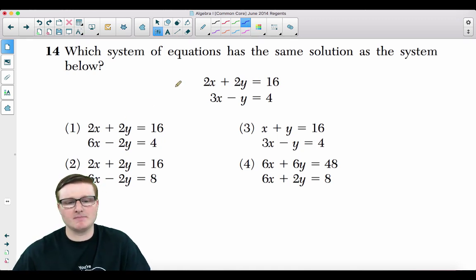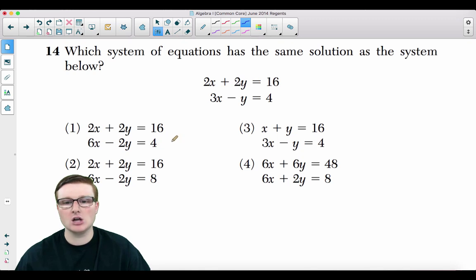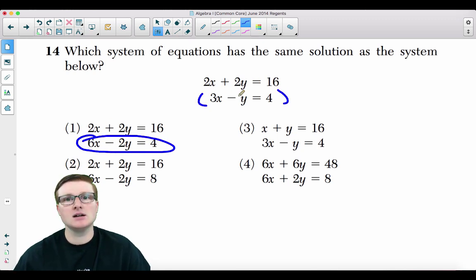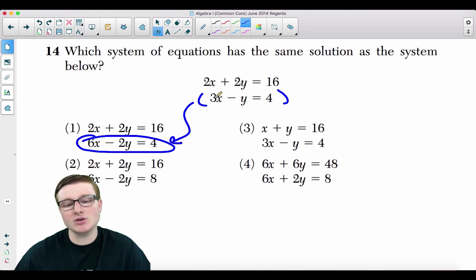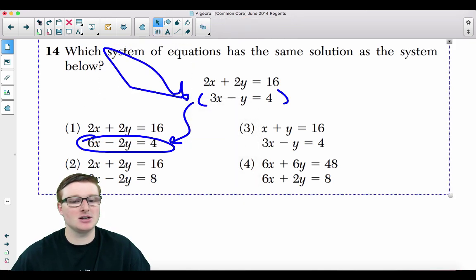Well, let's take a look at choice 1. 2x plus 2y equals 16. Well, they didn't change the first one. And then all of a sudden, they changed the second one: 6x minus 2y equals 4. So in your brain, you have to figure out what they multiplied this bottom equation by to result in this. It looks like 3 times what number gives you 6? Well, that is the number 2.